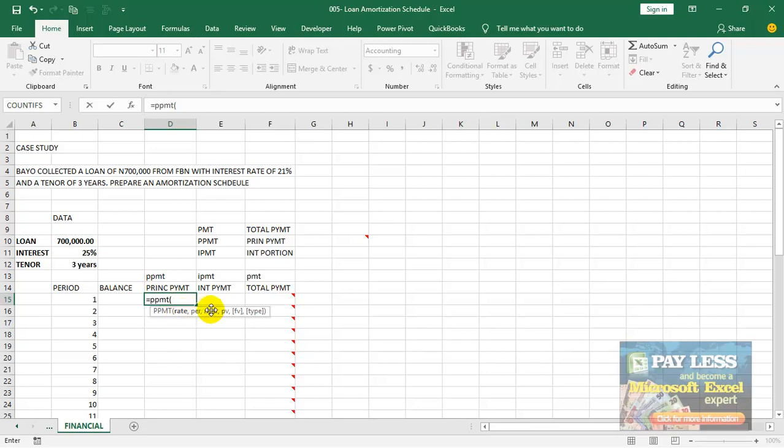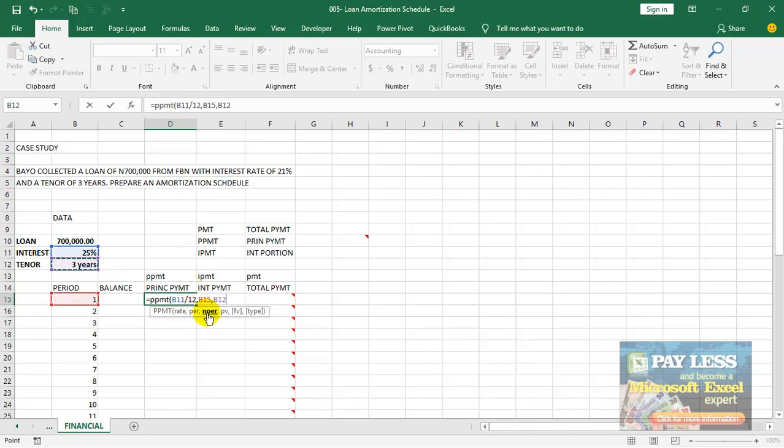Now look at the parameters, the syntax of this function. The rate is the interest rate, and because the repayment is monthly, the basis for the interest rate must be the same as the tenor. Even though the tenor is 3 years and the rate is per annum, the repayment is monthly, so I'm going to divide this rate by 12. The PER parameter is the period number, the period index, not the total period, which is the first period. I'm not going to lock the position. I'm going to make it relative so that when I copy the formula, it will refer to other cells.